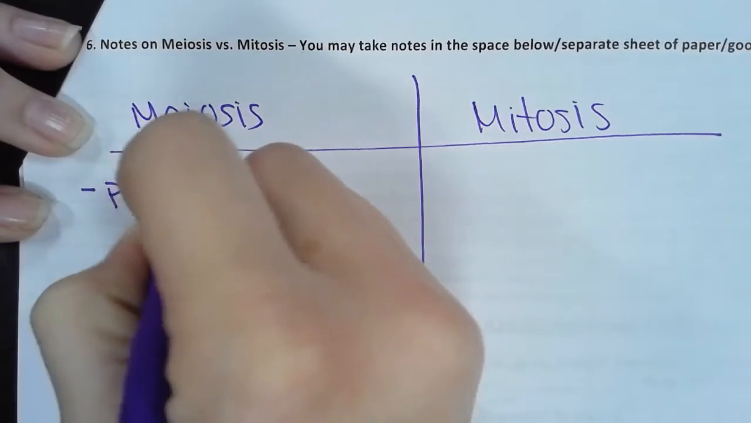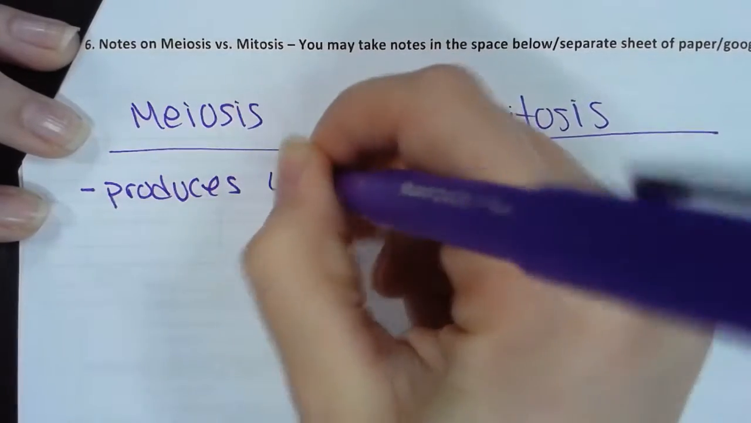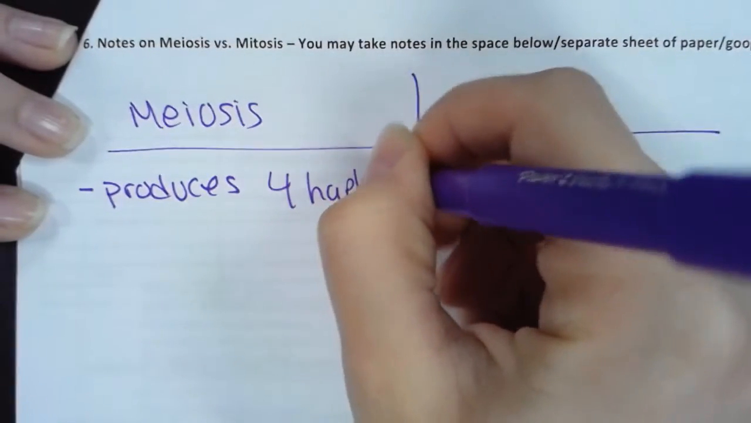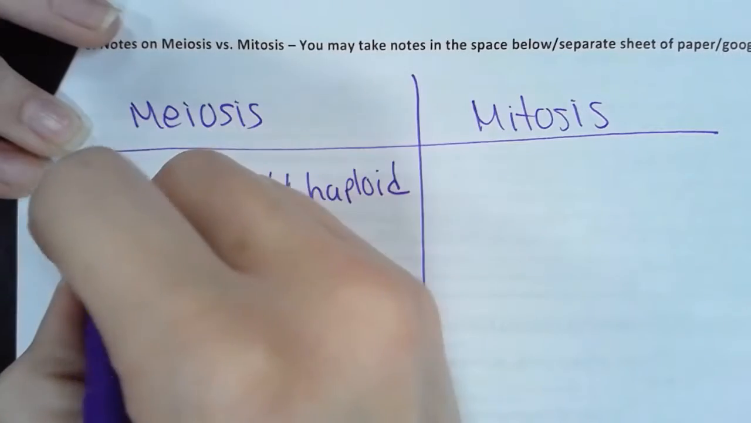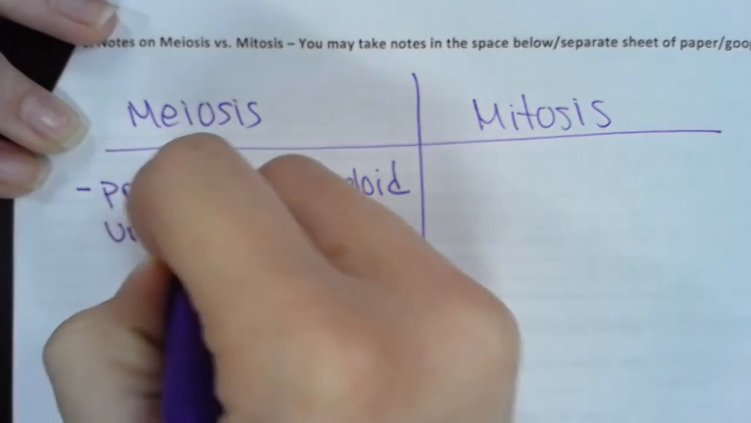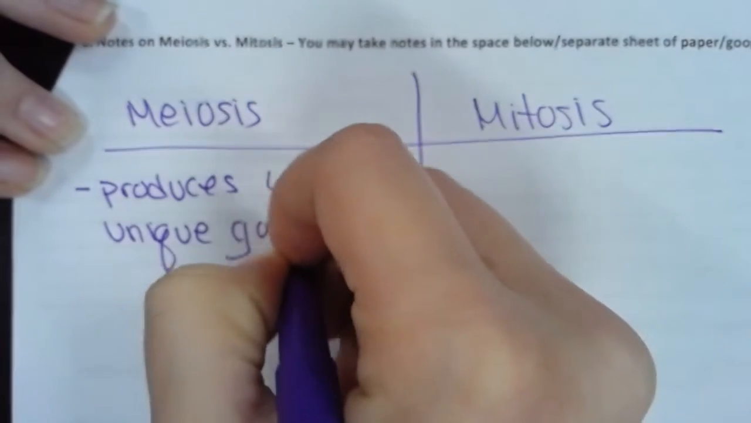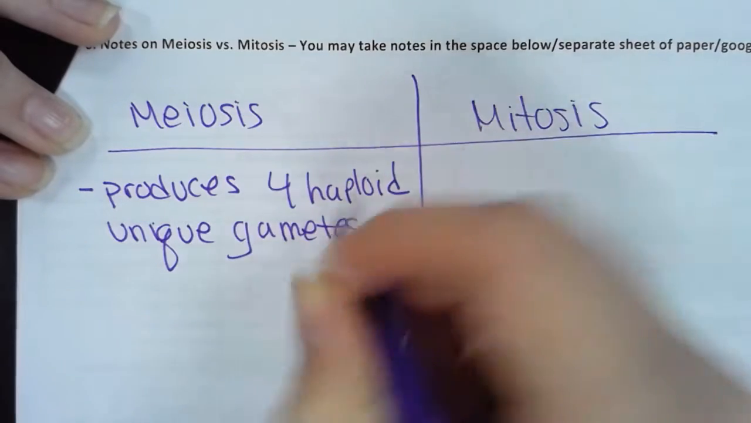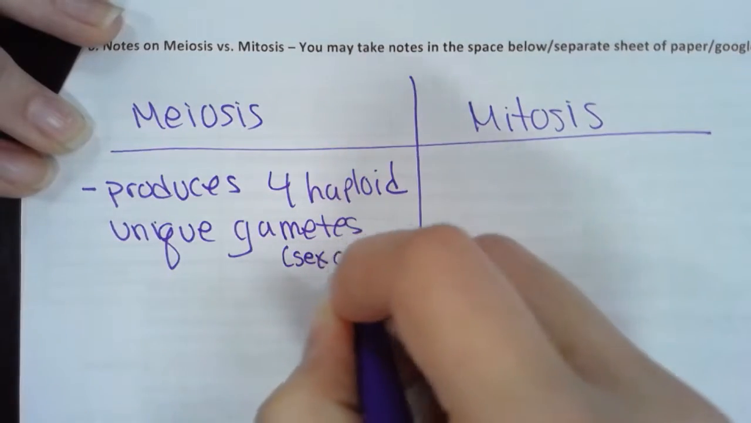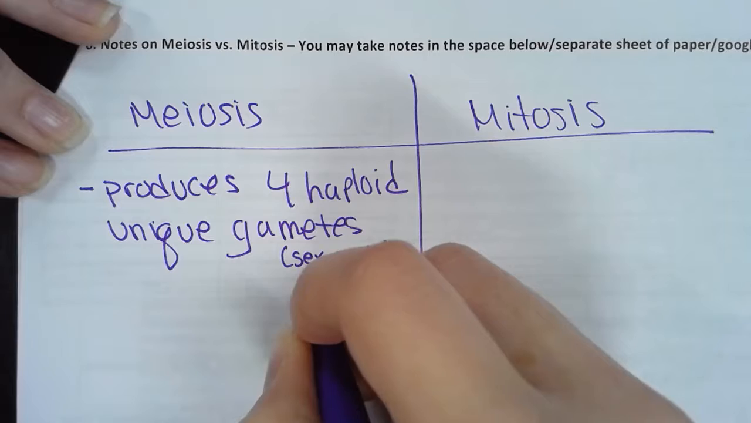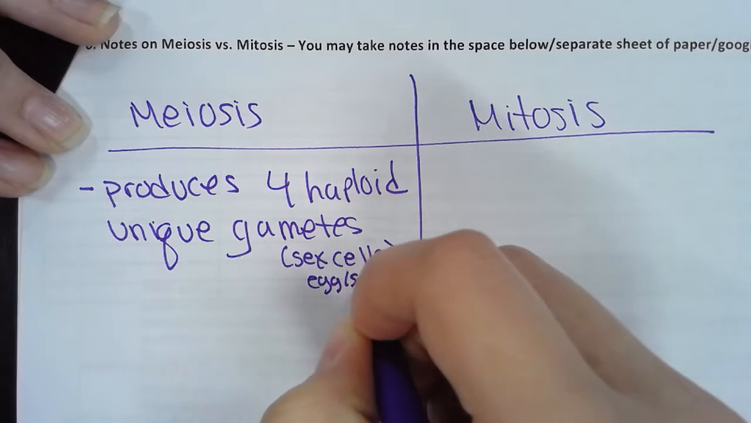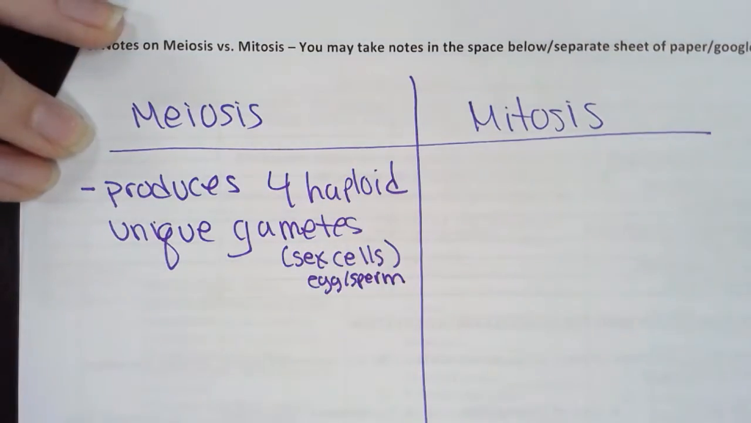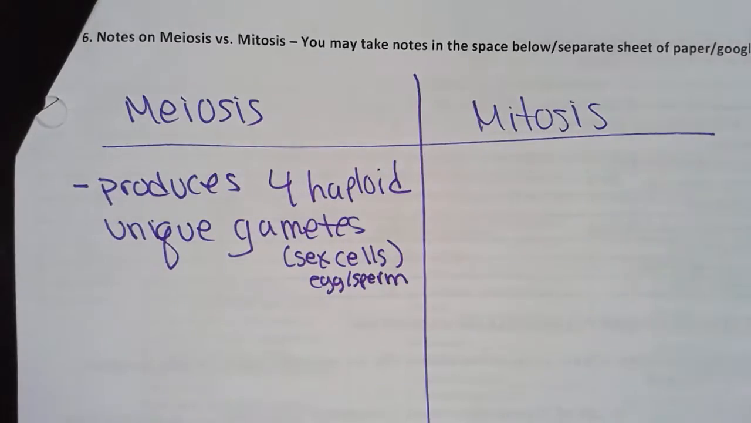Meiosis is producing 4 haploid, remember haploid is half the chromosomes, unique gametes. And remember, gametes are sex cells, so that's either egg or sperm, egg for female, sperm for male.